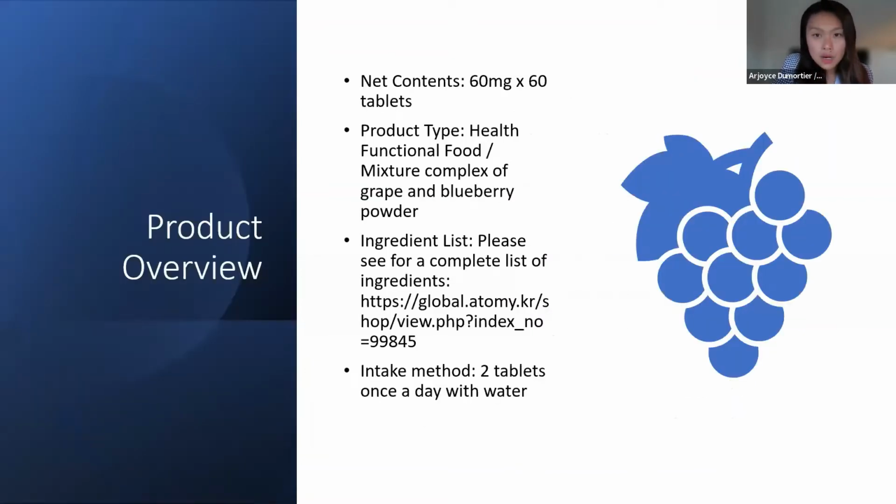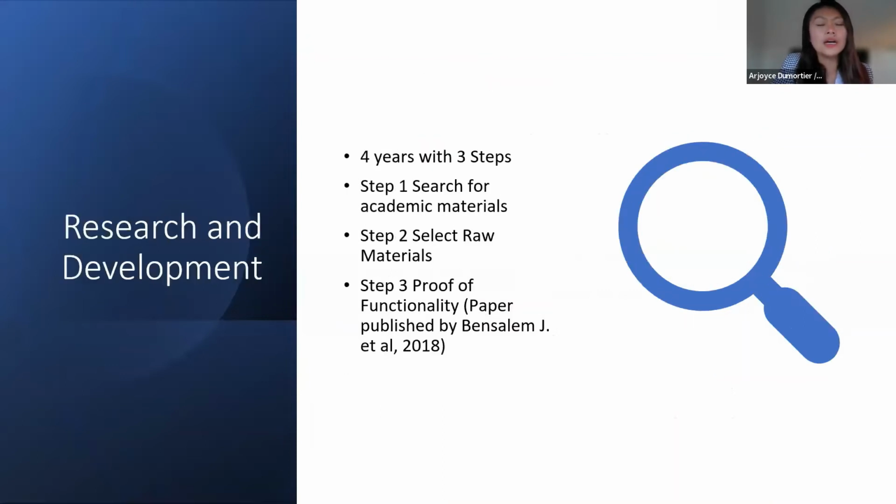Okay. Now, this is the same about the research and development. It took 4 years in the making, research and development with 3 steps. Step 1 is they research academic materials. Step 2 is they selected the raw materials, such as the French grapes and the Canadian blueberries. And step 3 is the proof of functionality.